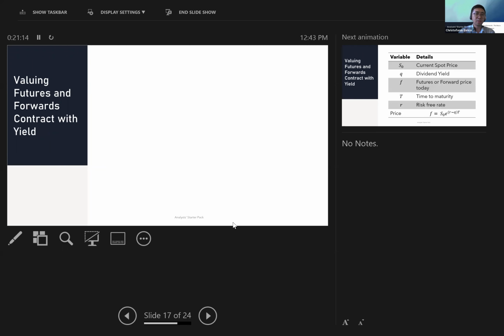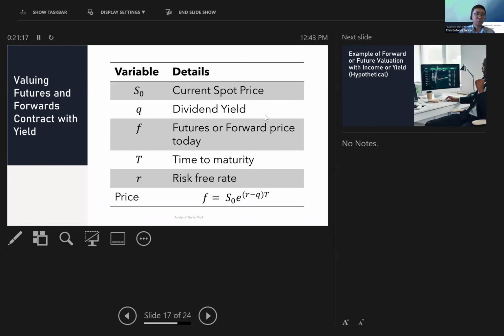And if it's a yield instead of the income itself, you can use a different formula. Instead of subtracting in the spot price, you subtract the yield from the risk-free rate in this calculation.